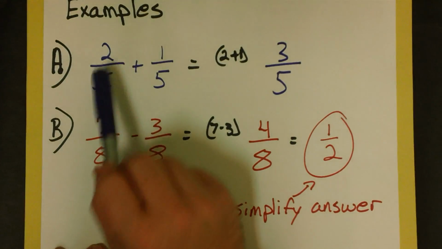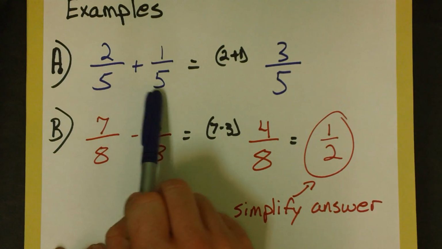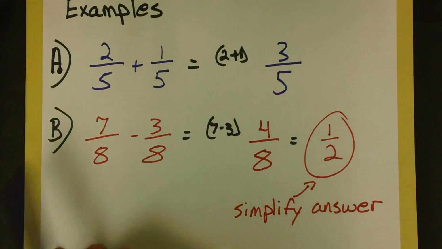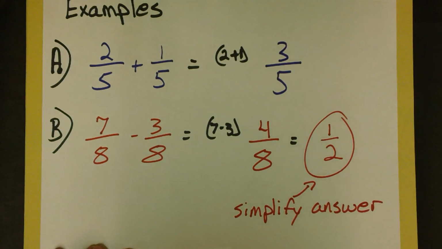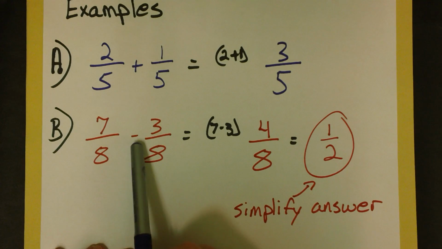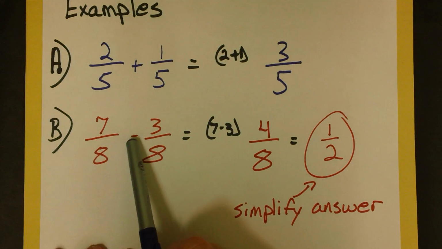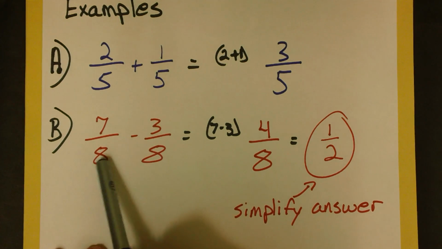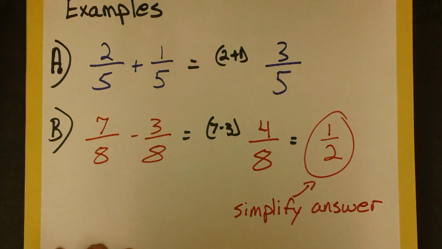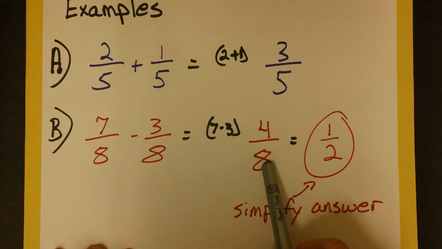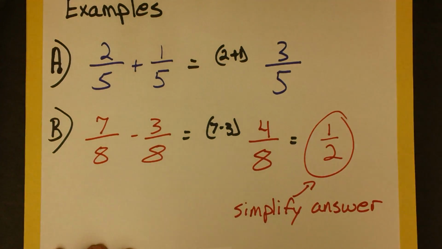Example A, we have 2/5 plus 1/5. The denominators are the same, so we simply just add the numerators. 2 plus 1 is 3, so the answer is 3/5. Example B, very similar, except that it's a subtraction problem. We have 7/8 minus 3/8. The denominator is the same, 8, so we subtract 7 minus 3 and we get 4/8. Now we always reduce our fractions, so 4/8 is the same as 1/2, so our simplified answer is 1/2.